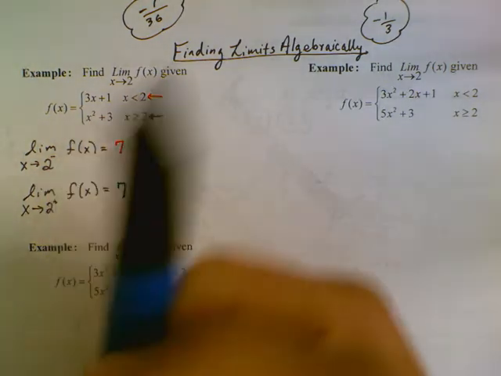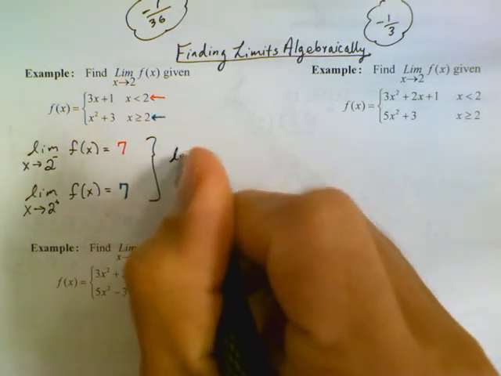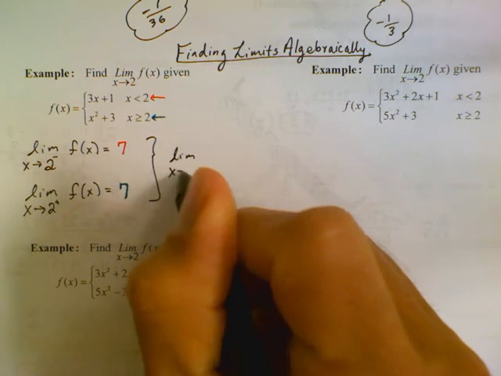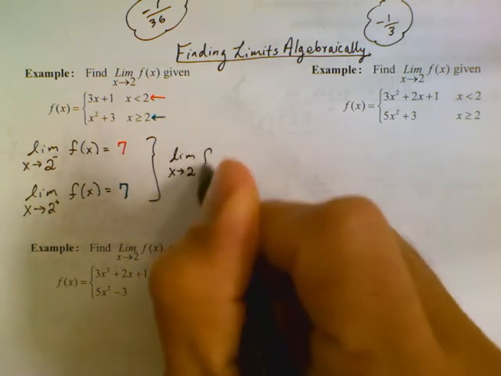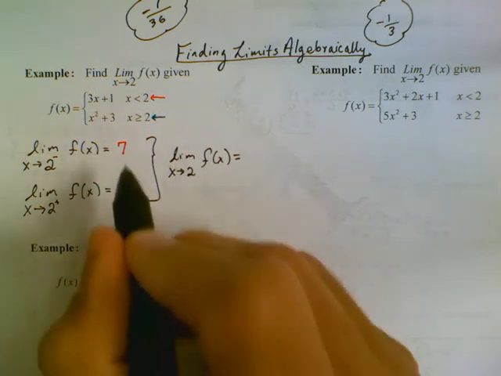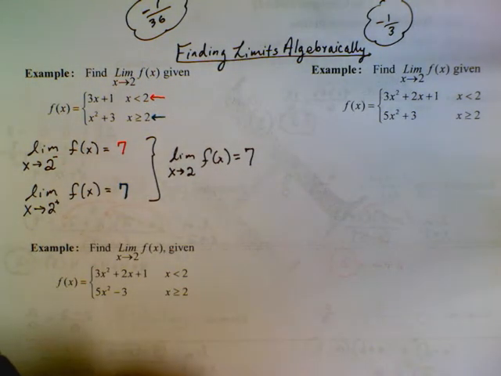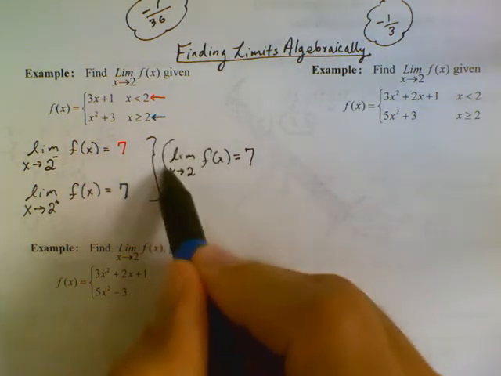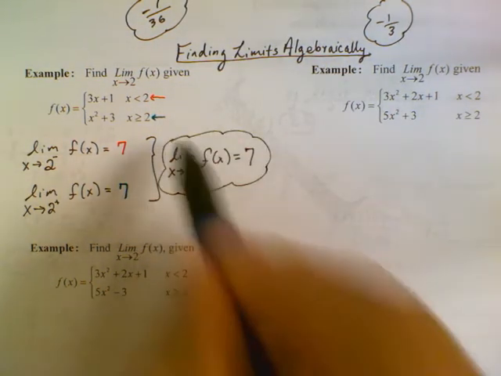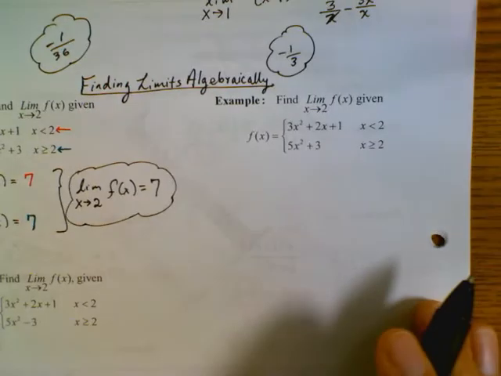Now, since we get the same answer from both sides, we can determine that the limit as x approaches 2 of the function exists, and not only does it exist, it's that same value. It is 7. All right, so that is how you do our first piecewise function. And all the other piecewise functions should follow suit.